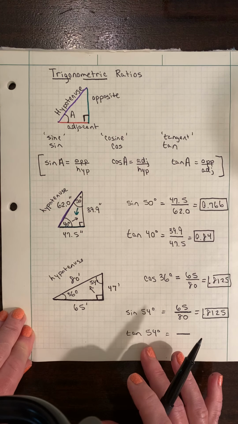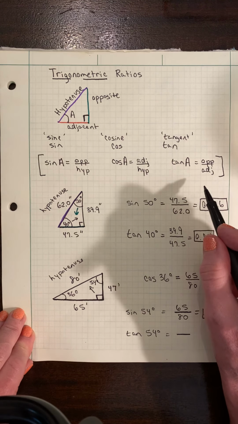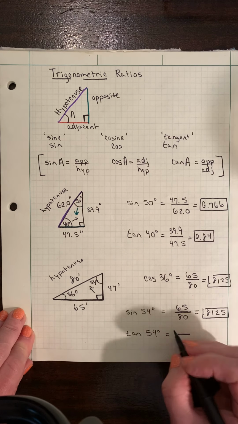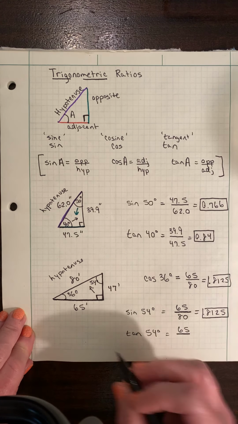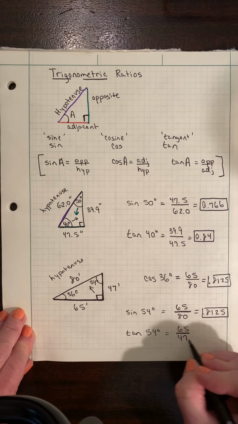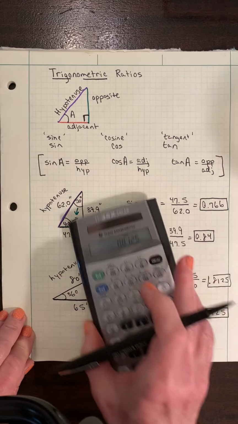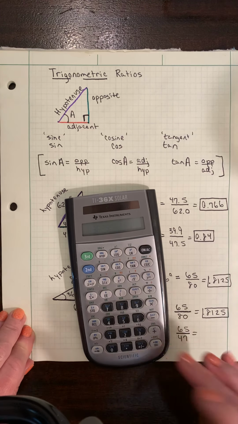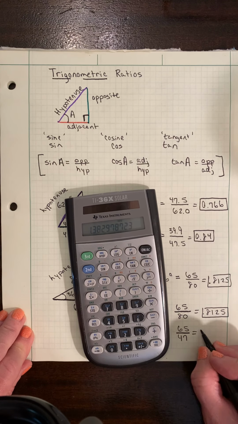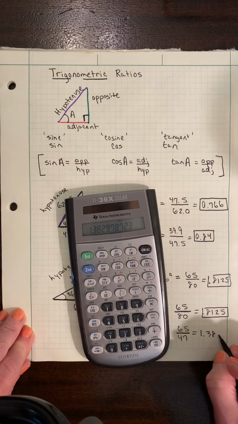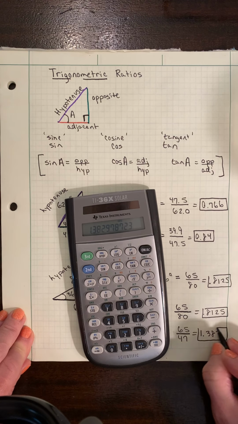The tan of 54 is opposite over adjacent. Well, for 54, we said the opposite was 65. Adjacent is the side touching it. And we'll get our decimal there. And we get 1 point, tan can be greater than 1, 3, 8, I'll just say 1.3. I'll just round it there.